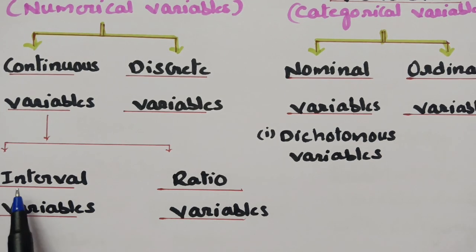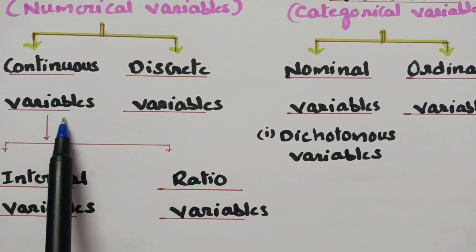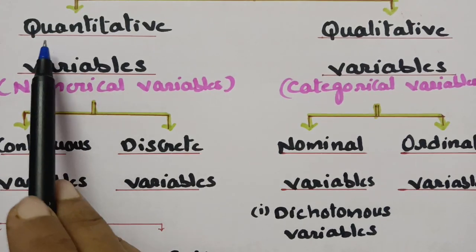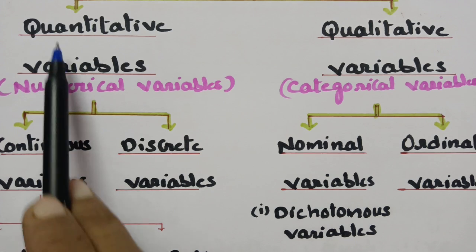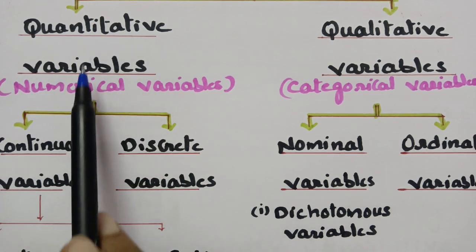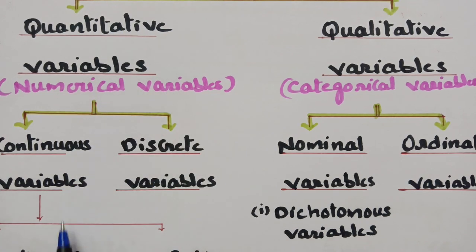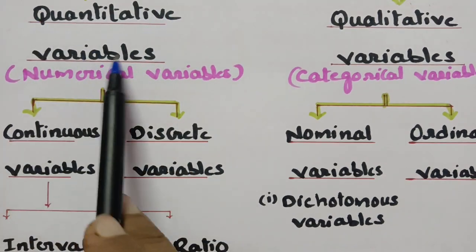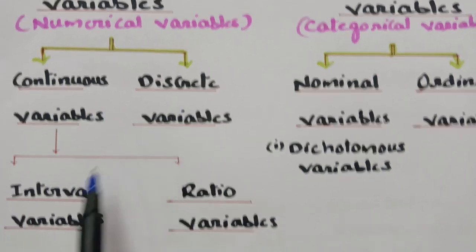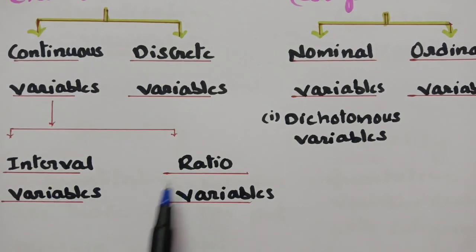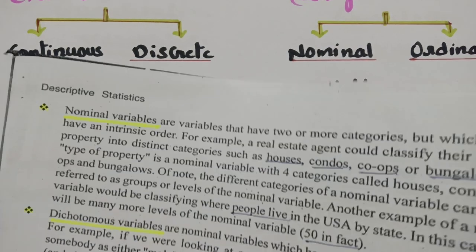And next, coming to interval variables and ratio variables. These are the subtypes of the continuous variables, and continuous is a subtype of the quantitative variables. Quantitative variables always deal with numerical values. See here, these are all the subtypes: quantitative variables, continuous and discrete, interval and ratio. So I am going to explain these two from the textbook itself.